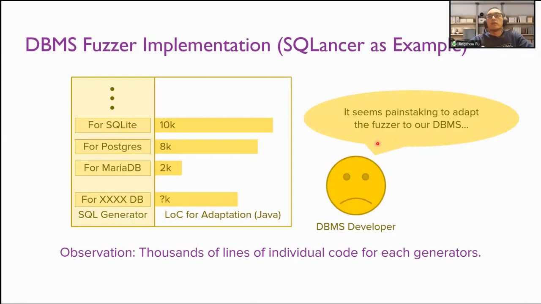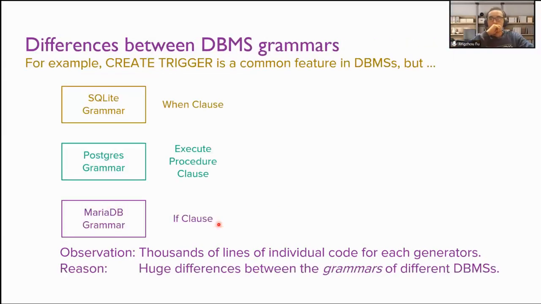But why are there so many lines of specialized code for each DBMS? Why is it unable to use the same code for each DBMS? The reason is the huge differences between the SQL grammars of different DBMSs. Here we show a create trigger example.